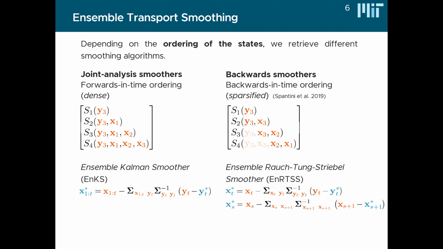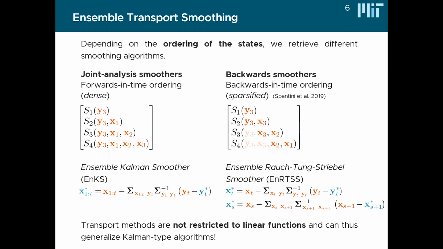Now, this is already a really interesting finding. It basically shows us that by adopting the unifying perspective of an ensemble transport smoother, we can derive existing Kalman-type smoothers as linear special cases. But the really interesting thing about this, of course, is that we're not limited to looking at the linear special case. And in fact, we can make our map component functions as nonlinear as we want, and thus derive nonlinear generalizations to these algorithms.